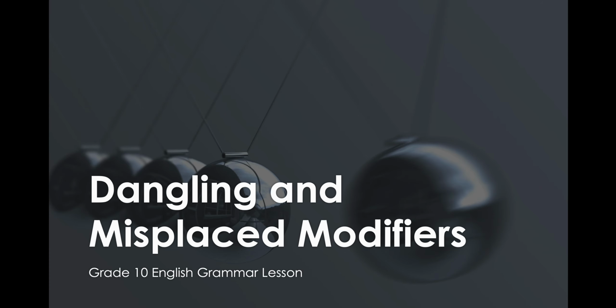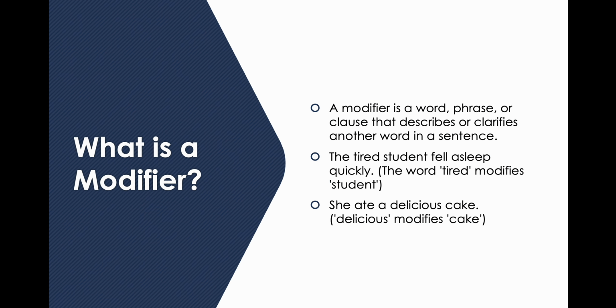Today's lesson is about dangling and misplaced modifiers. What is a modifier? A modifier is a word, phrase, or clause that describes or clarifies another word in a sentence. Modifiers make sentences more descriptive and detailed. Examples: The tired student fell asleep quickly. Here, tired describes the student.